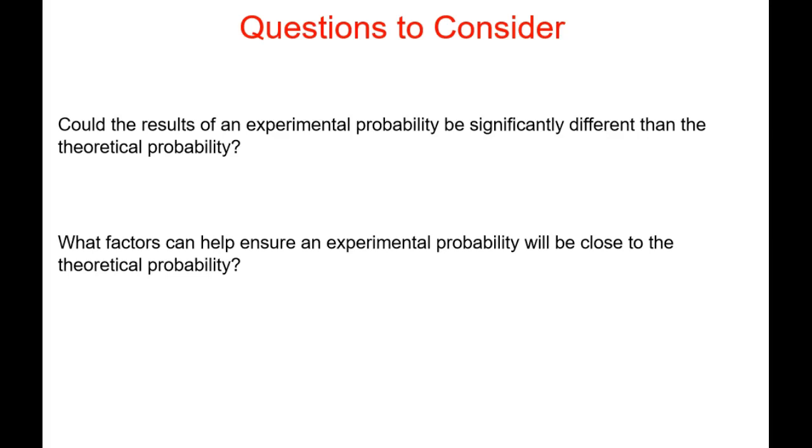To end this lesson, there are some questions I want you to consider. First one, could the results of an experimental probability be significantly different than the theoretical probability? The second one, what factors can help ensure an experimental probability will be close to the theoretical probability? So for class, I want you to have your answer to Susie's question. Do you agree or disagree with her, and be able to defend that, as well as be able to answer and discuss these two questions.